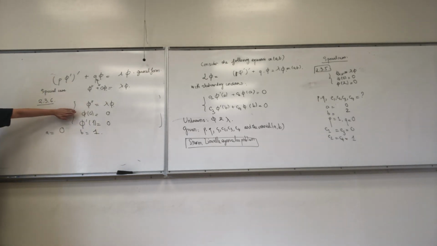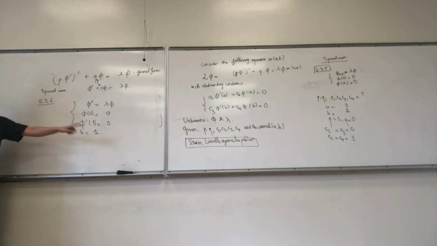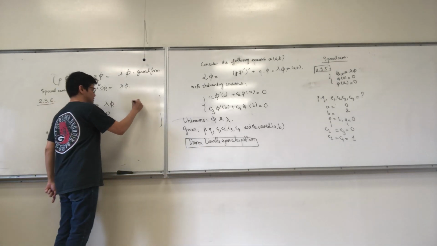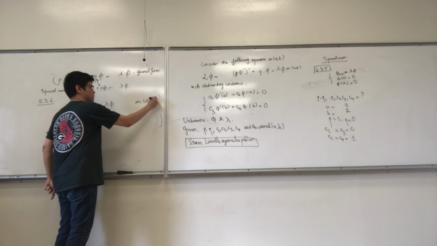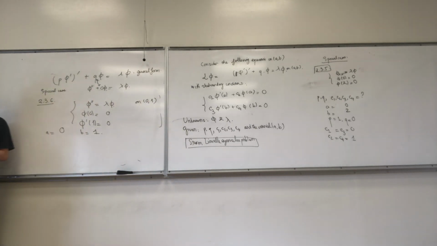In the previous class, in 2.3.6, we considered phi second is lambda phi. So in this case, phi at 0 is 0, phi prime at 1 is 0, all right? In this case, the domain is 0 and 1, right? So this is on 0, 1. So A is 0 and B is 1.